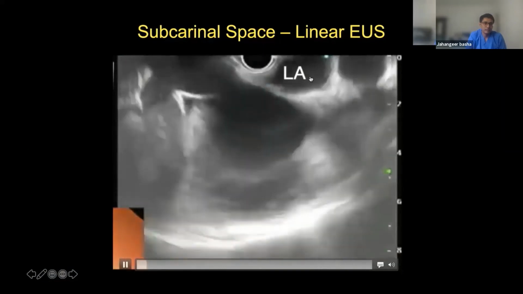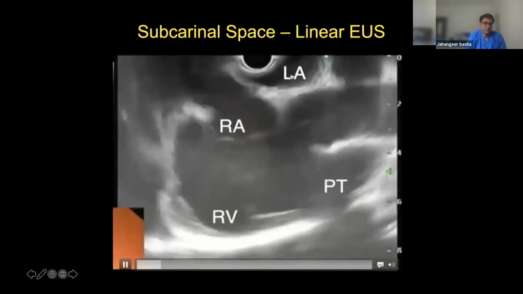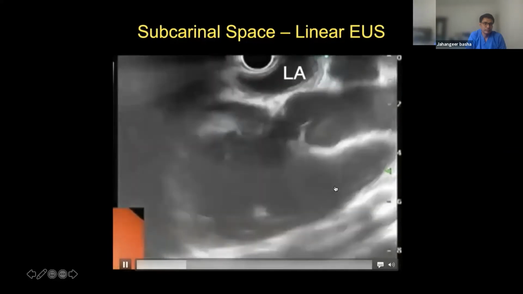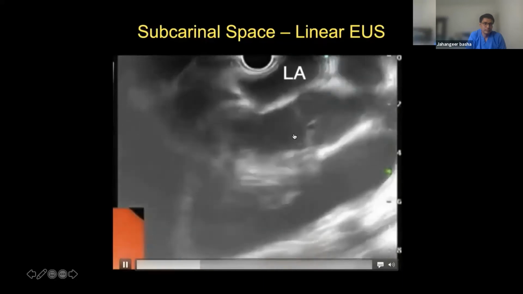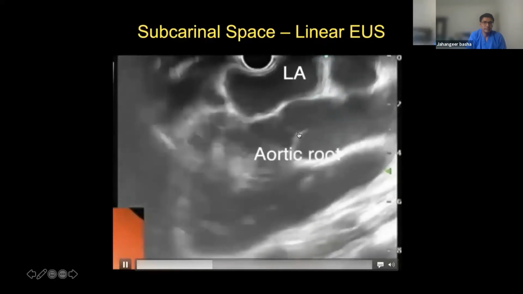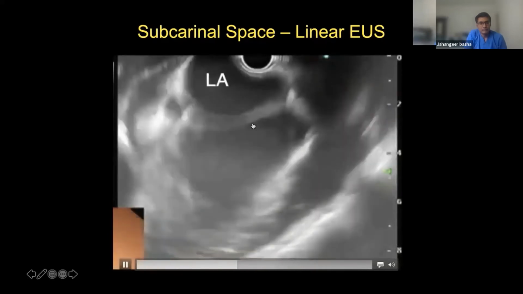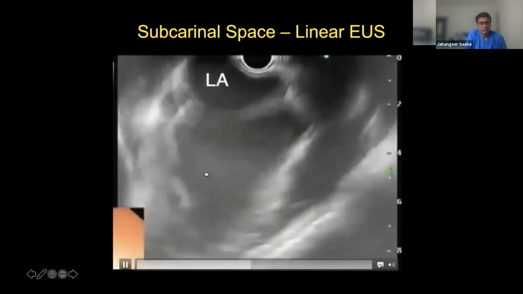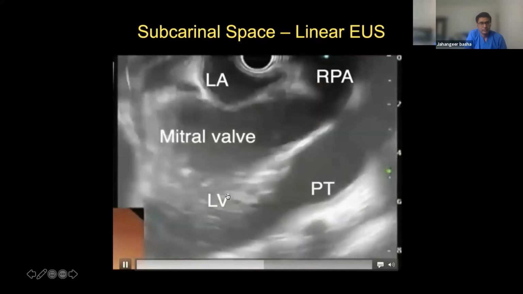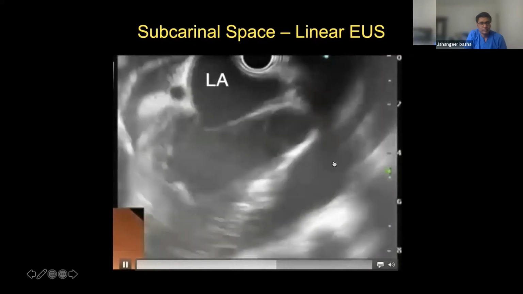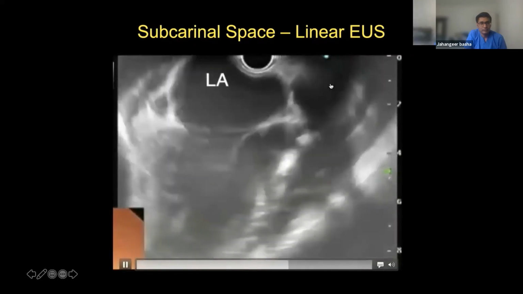So once the left atrium is in vision, we can give anti-clockwise torque to see the right ventricle, and this is the pulmonary artery origin. With further anti-clockwise torque, we can see the aortic root better here. From here, with further anti-clockwise torque, we can see the mitral valve and the thick muscle of the left ventricle. Also, we can see the pulmonary trunk giving rise to the right pulmonary artery.